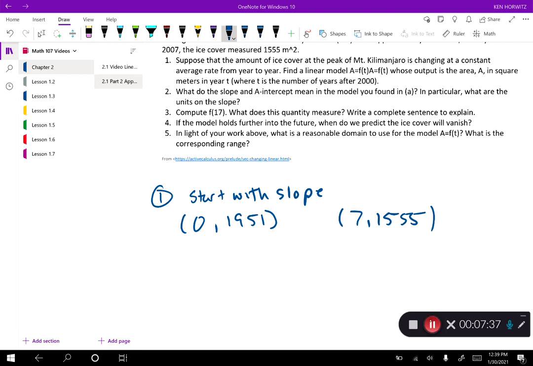All right, so let's put this into the slope formula. Now, my expectation is my slope should be negative, and the reason is because my ice cover is diminishing. It's decreasing. Anytime you have a decrease and you're using a linear model, you should expect your slope to be negative. That won't necessarily tell you if you're right or wrong, but if you wind up with a positive slope for some reason, I would just quickly double check your work.